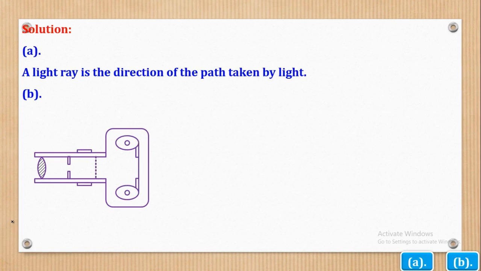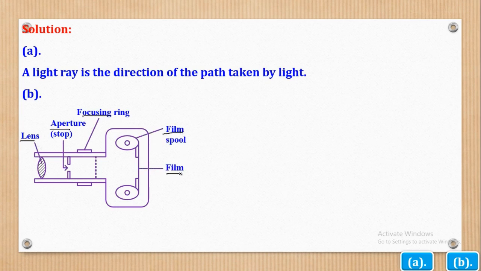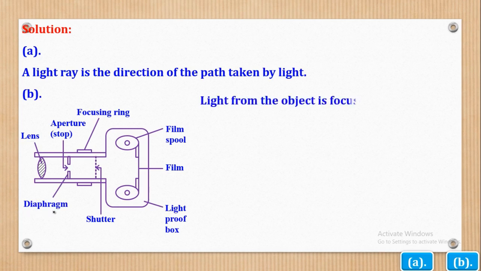So the diagram has to be labeled, so we shall start with this as the lens, then go to this as the aperture or stop, go to this as the focusing ring, go to this as the film spool, go to this as the film, that as the light proof box, and that is our shutter, and lastly this is our diaphragm. So that is a labeled lens camera. Now we shall go to description.